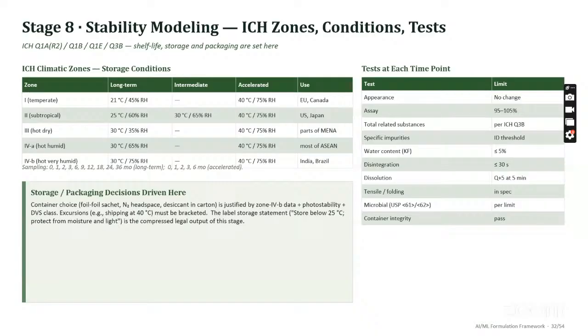What will be tested at each time point? Appearance: no change. Assay 95 to 105. Total related substances per ICH Q3B. Specific impurities will be identified, and water content less than 5%. Disintegration less than or equal to 30 seconds. Dissolution is Q plus 5 at 5 minutes. Tensile strength in spec. Microbial is per limit. And container integrity will pass. So these are the stability parameters that should be evaluated.